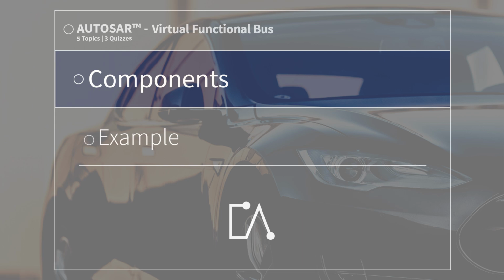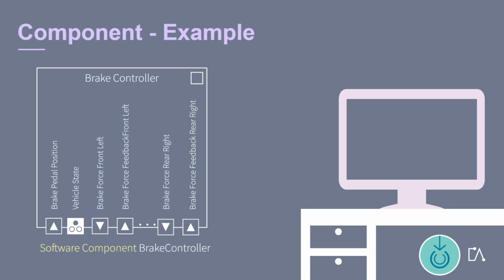Example. We will now look at an example of a software component, namely the software component brake controller. You can see the diagram of the component with 6 of its ports at the lower end. In a later course there will be a separate chapter about ports, but if you want to know which ports are displayed here, you can click on the symbol on the desk.